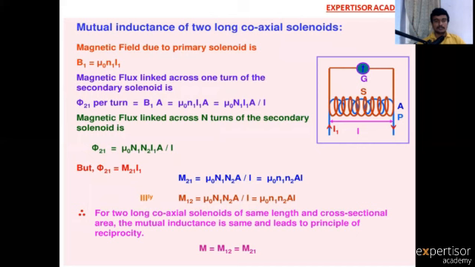So this is the information about the mutual inductance of two long coaxial solenoids.